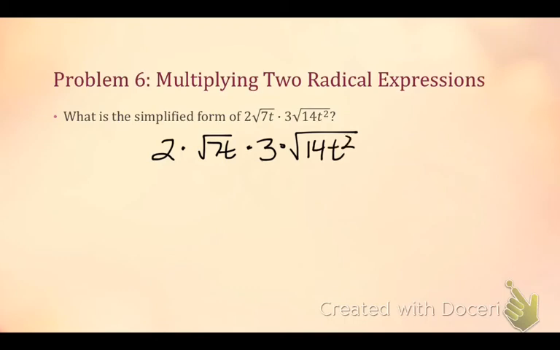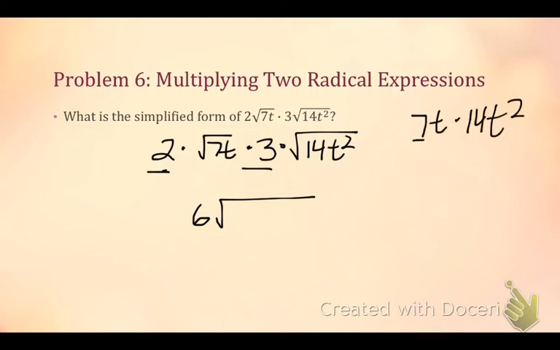So I'm going to rearrange this multiplication problem because I know, because of the commutative property, that I am allowed to do that. I'm going to multiply 2 times 3, and that equals 6. And then I'm going to multiply what is in my parentheses: 7t times 14t squared. 7 times 14 is 98. T squared times t is t to the 3rd.